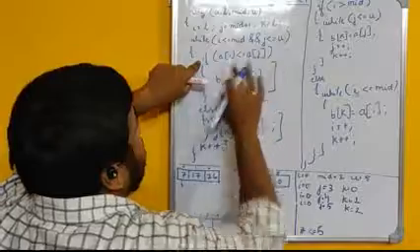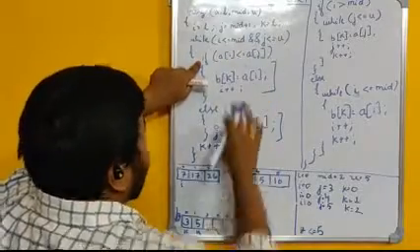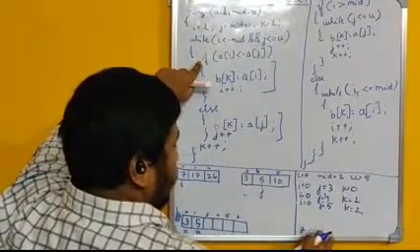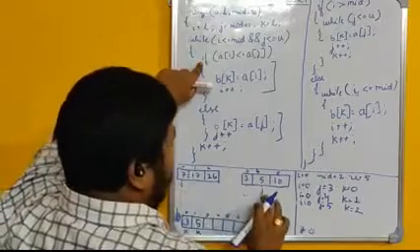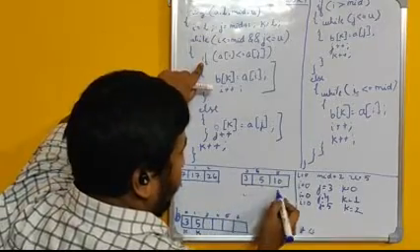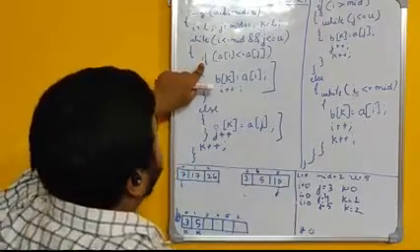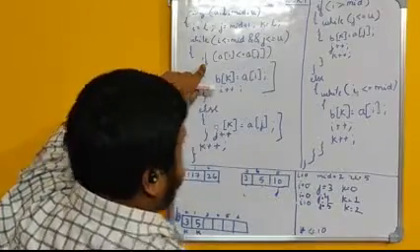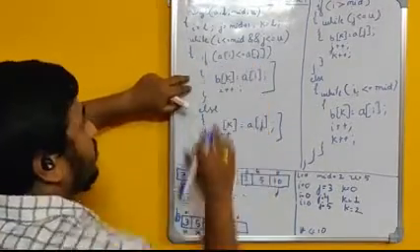Again it will check: A of I is less than or equal to A of j. What is A of I? 7. A of j is now pointing to 5 here, so A of j is 10. Now the condition is true, and this block will execute.